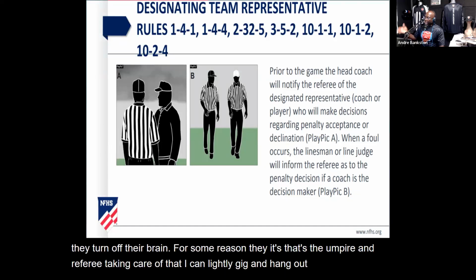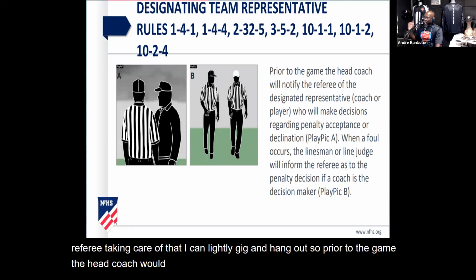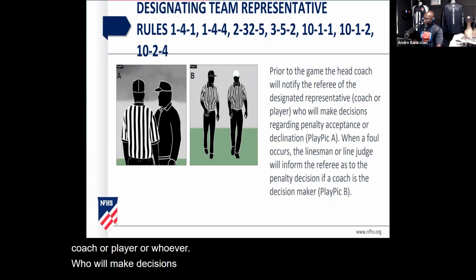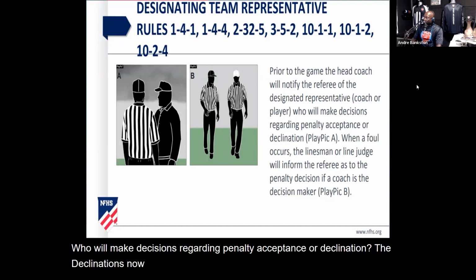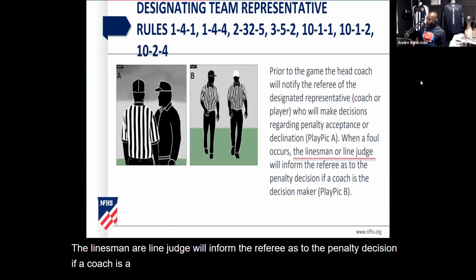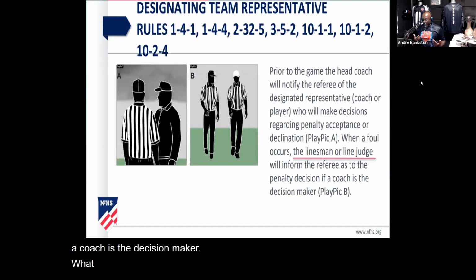So prior to the game, the head coach would notify the referee of the designated representative, the coach or player or whoever, who will make decisions regarding penalty acceptance or declinations. Now, when a foul occurs, the linesman or line judge will inform the referee as to the penalty decision if a coach is the decision maker. What does that mean? That means you have a role to play when there's a foul, right?